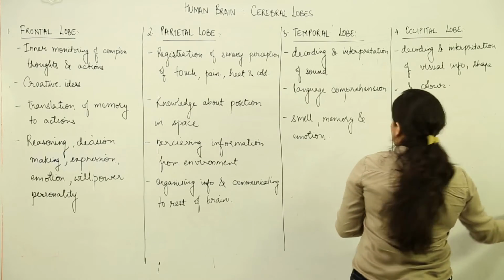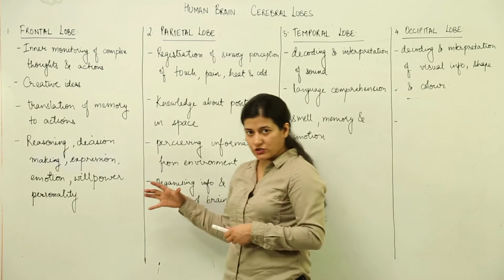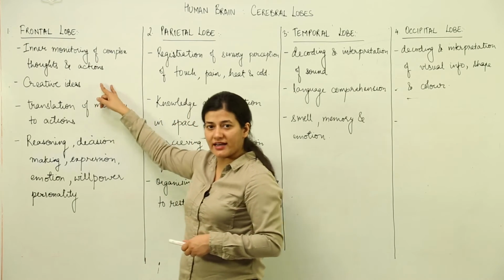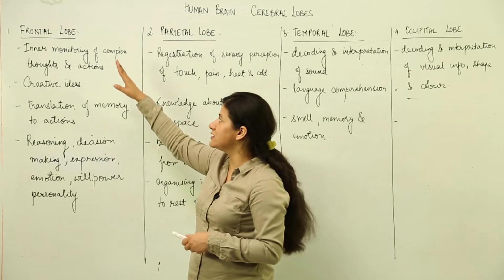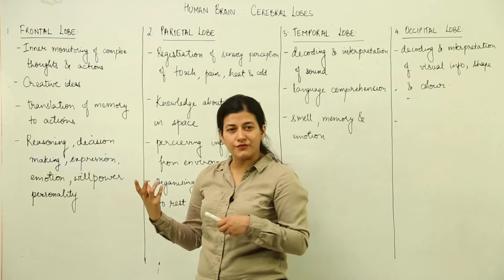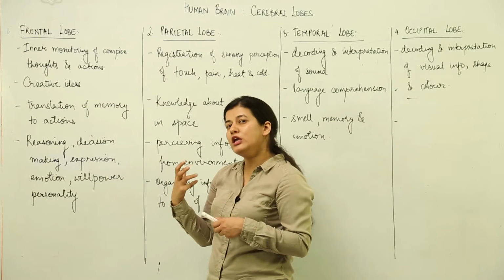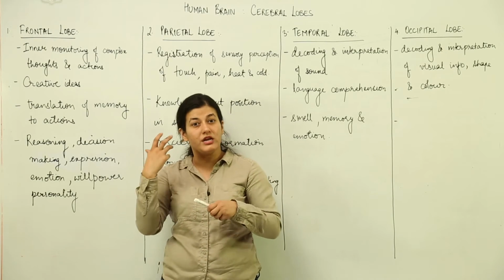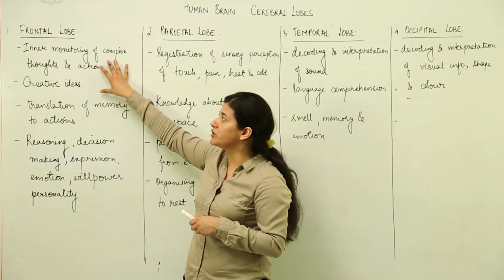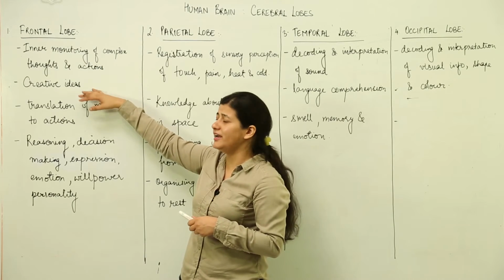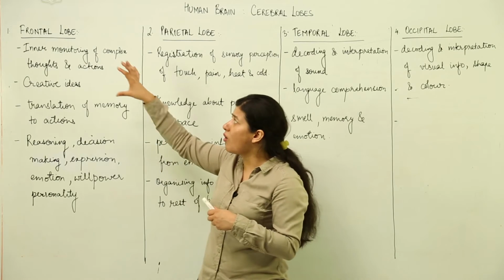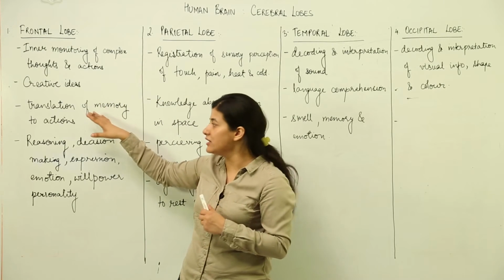Now the next thing is knowing about the functions of each lobe individually. The inner monitoring of complex thoughts and actions that our brain does takes place in the frontal lobe. Again, I told you that thinking and the rest of the things that we come across, often we say that the brain is functioning, that's why the head is paining. That is because the inner monitoring of complex thoughts, the creative ideas, whatever is happening, the entire processing, the memory part, all these things take place in the frontal lobe.